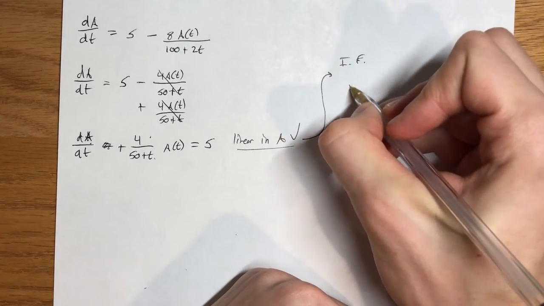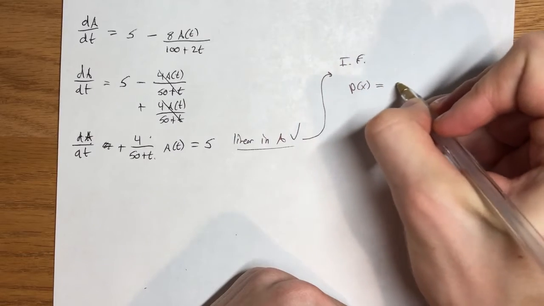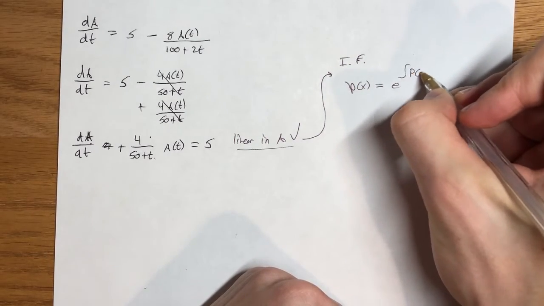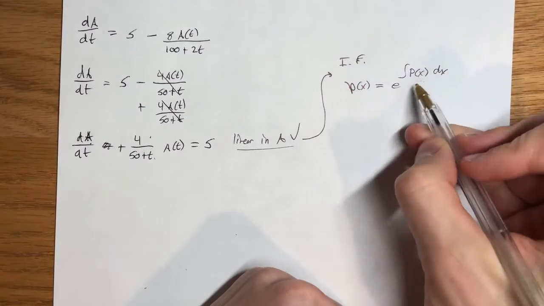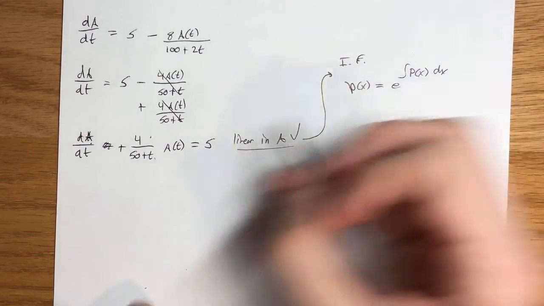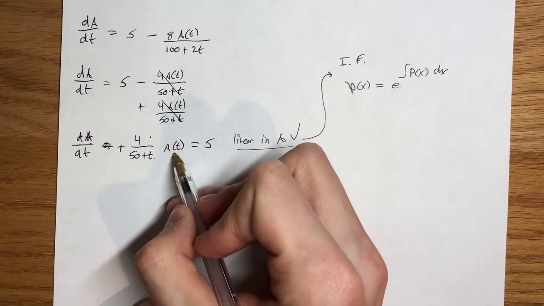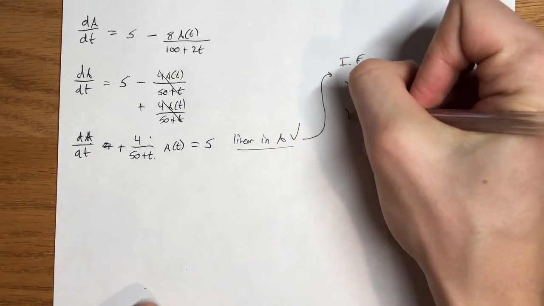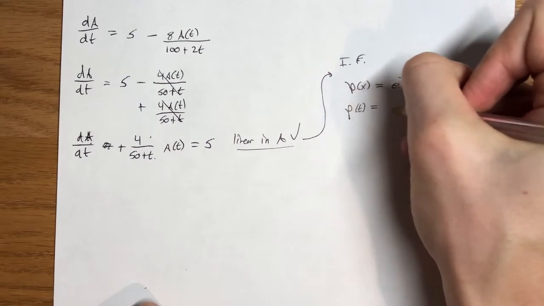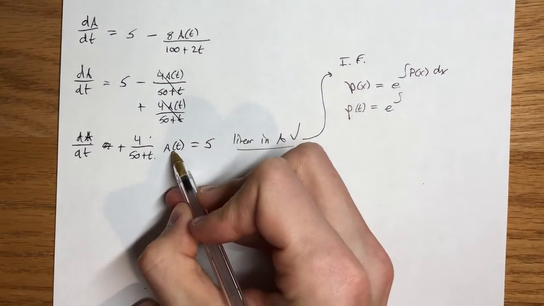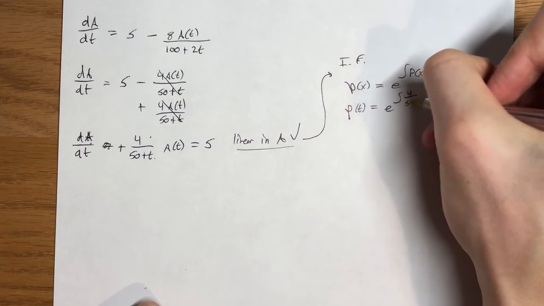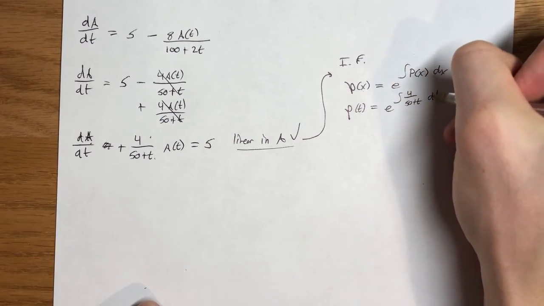And remember, we will have rho of x is equal to e raised to the integral of P of x dx, where P of x is going to be whatever's in front of our linear variable, but in this case it'll be a function of t instead of x. So we'll have rho of t is equal to e raised to the integral of what's in front of our a, because that's our linear variable. So 4 over 50 plus t dt.